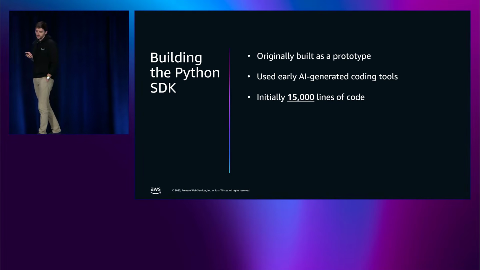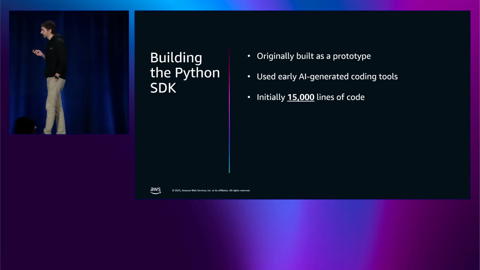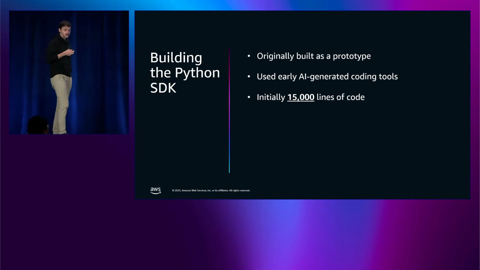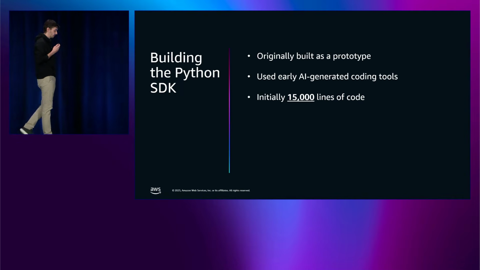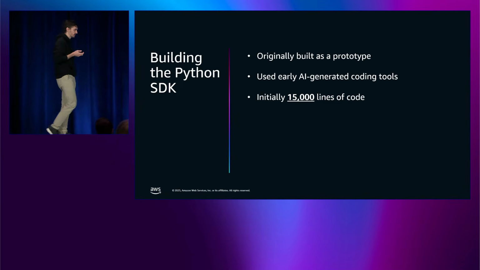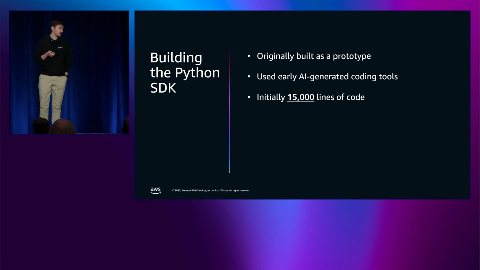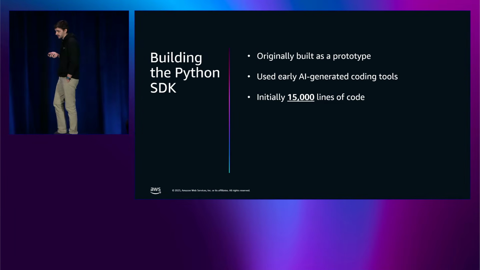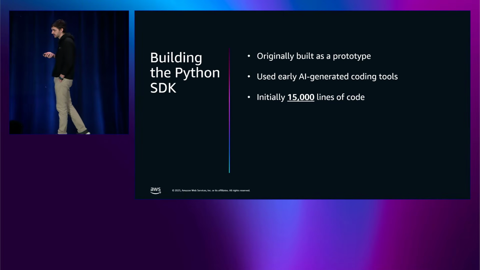Python was originally written by a group of dedicated engineers in Amazon who built the Python SDK as a prototype originally. They used a lot of these early Gen AI tools to bootstrap their development to help them write code faster to get this up off the ground and have a working agent loop. We spent a lot of time with these early AI-generated coding tools to write all of the code for us, but the problem was a lot of it was vibe coding.